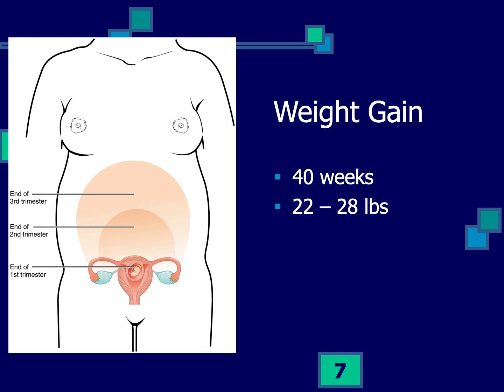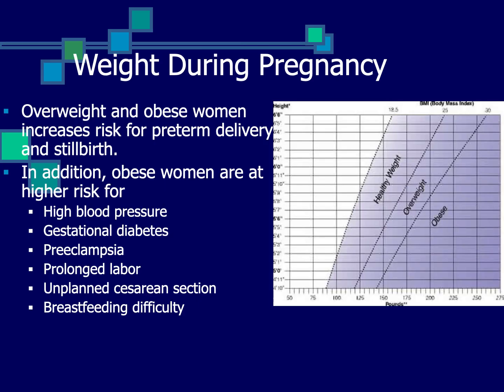Okay, the uterus is going to fill most of the abdominal cavity by the end of that. For women who are overweight or obese to start pregnancy, or who gain more than is expected during pregnancy, there are risks. Women should gain weight during pregnancy, or at least not lose weight, but they're at higher risk for high blood pressure, gestational diabetes, preeclampsia, that's runaway blood pressure, prolonged labor, unplanned cesarean, and breastfeeding difficulties.